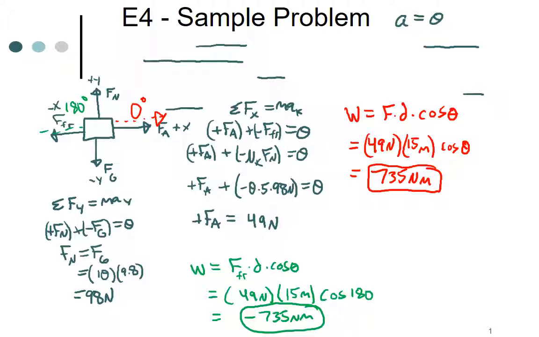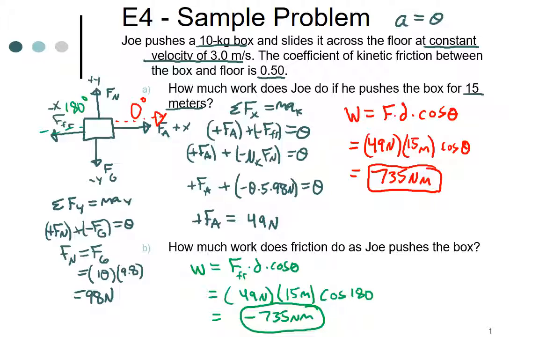Okay, so we should get negative 735 Newton meters for how much work friction does. The cosine of 180, the friction's acting opposite of the motion, and so we have the negative work there, and then positive work for the work Joe does.